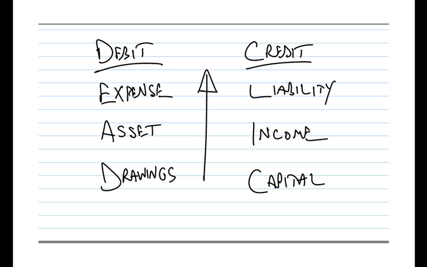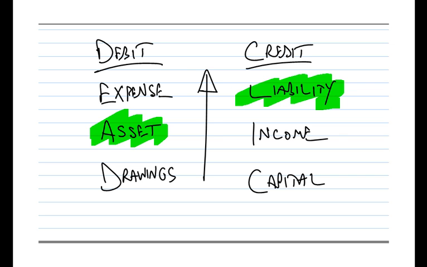Now, for the purposes of control accounts, it's most relevant to be thinking about the assets and liabilities. Because, for instance, the sales ledger control account is an asset that is showing what we're owed by our credit customers. We therefore debit the sales ledger control account if we want to increase it. Whereas the purchase ledger control account, for instance, which is showing what we owe to our suppliers, that's a liability.